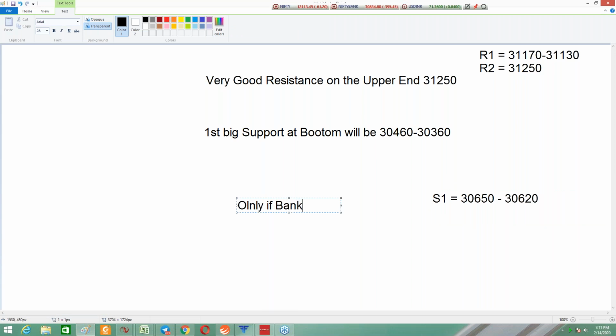only if Bank Nifty breaks today's low with volume, right? If it is getting broken tomorrow with volume, today's low, then you can expect this as first target, 3650 to 620 as your first target.